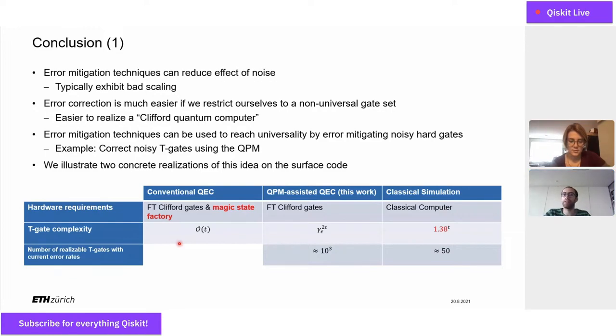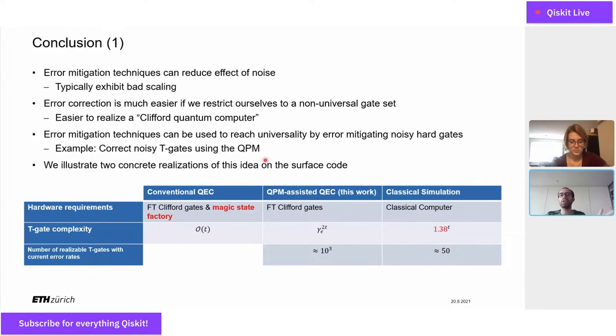Then our idea is to use error mitigation techniques to reach universality, basically by realizing these hard gates, in our case the T gates, in a noisy fashion, and then correcting that noise using the quasi-probability method. We illustrated two different techniques for how you could realize this idea concretely on the hardware. One was with noisy magic states and the other was with code switching or code deformation. And we illustrated both of these ideas on the surface code.